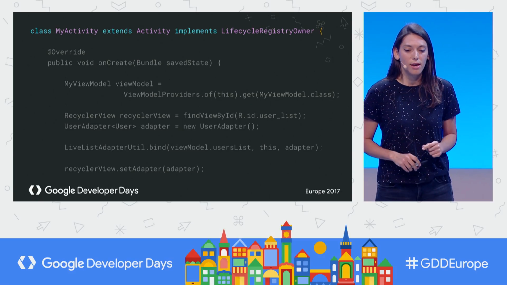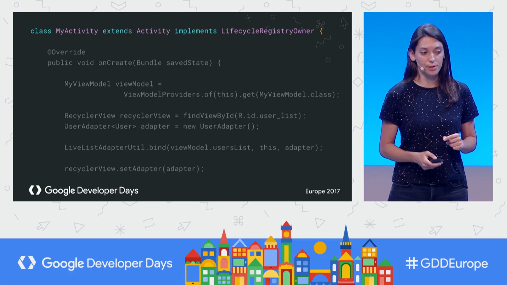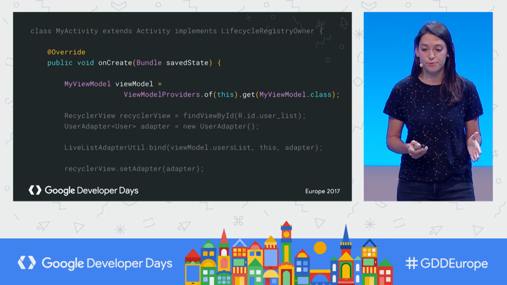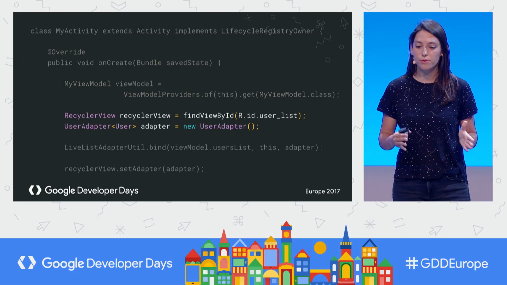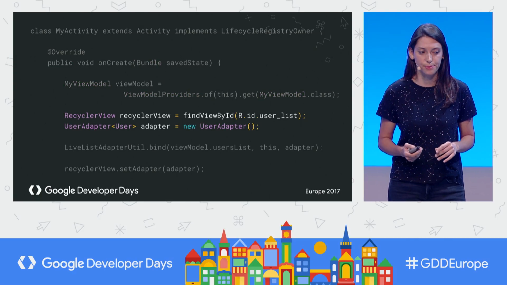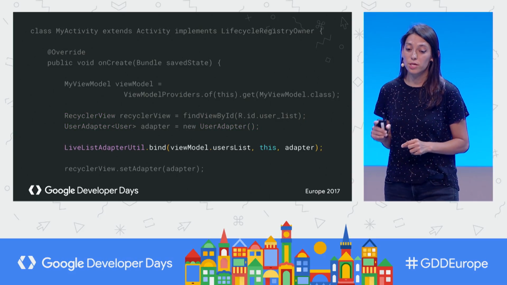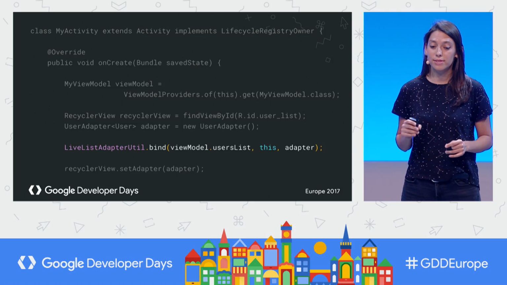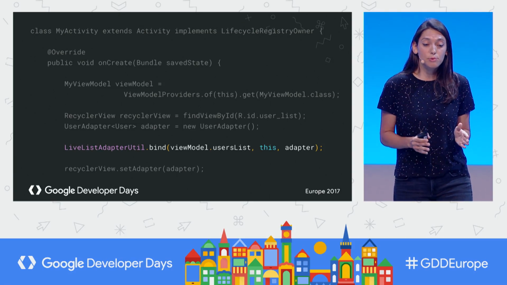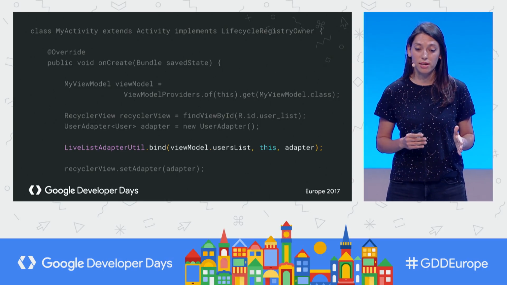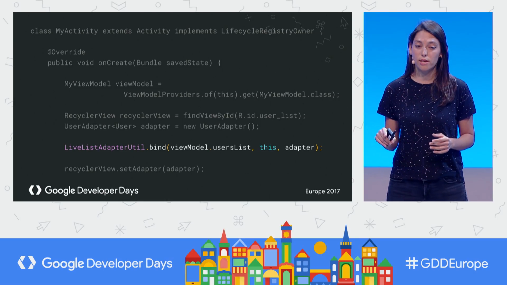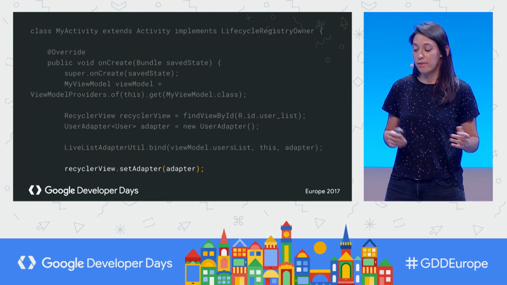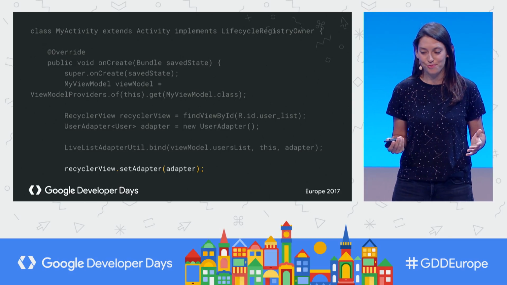In our activity, the activity needs to be, of course, a lifecycle owner. And then, in the onCreate, we get a reference to our view model. We get a reference to the recycler view, and we create our adapter. And then we use another handy class from the architecture components, LiveListAdapterUtil. So this provides hooks for LiveData and lifecycle, so you can bind with just one line of code and not worry about the cleanup. And then we're just setting the adapter to the recycler view.